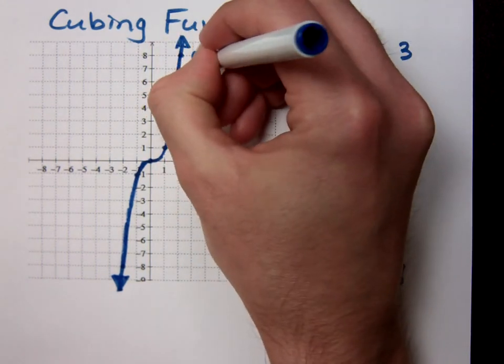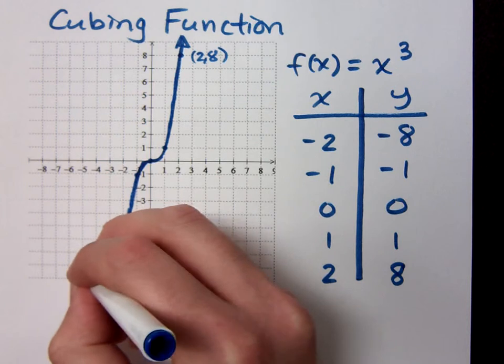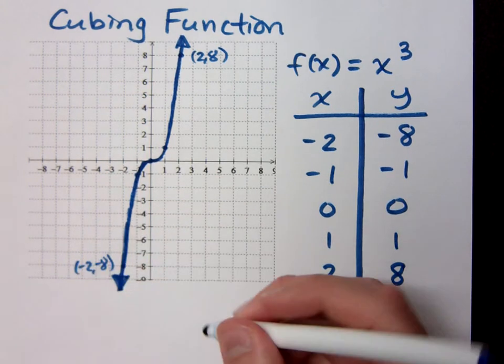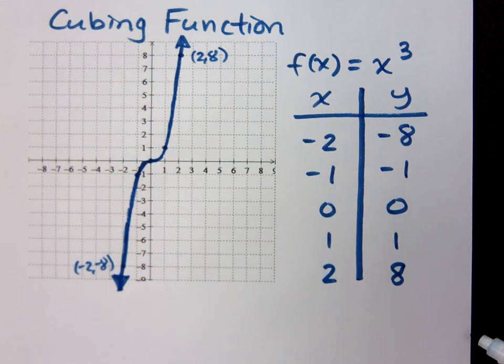Note your key points. You've got 2, 8. Down here is -2, -8. A lot of times those guys are forgotten from the main 3 ones you have right there. What do you guys think about that? Is it awesome?